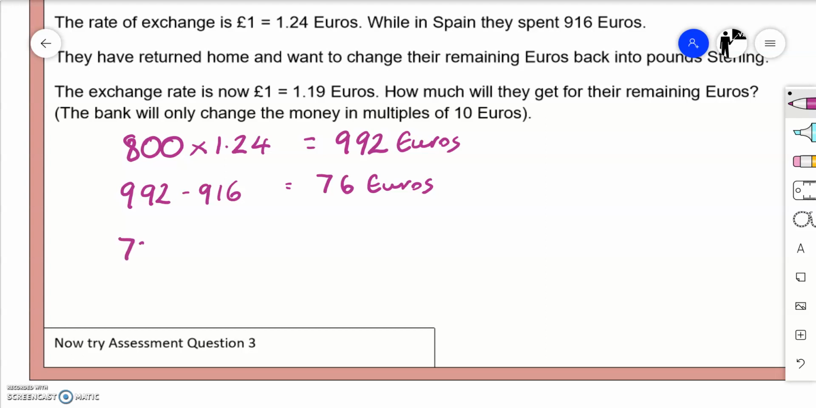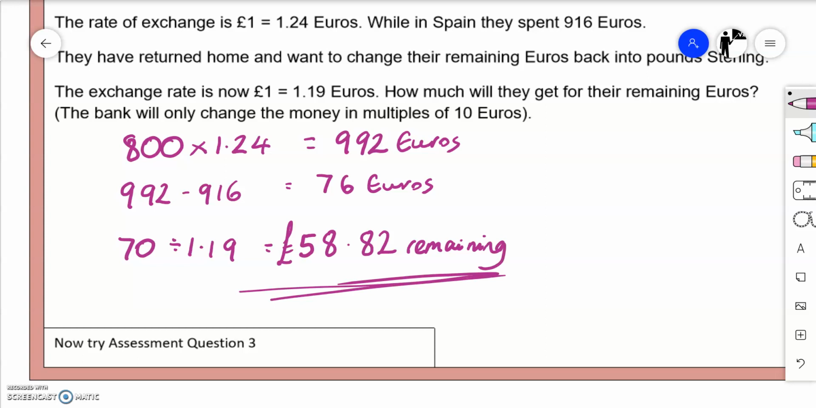So we're taking our 70 euros, and because we're changing back to pounds, we're going to divide by our exchange rate. So 70 divided by 1.19. That's going to give us £58. No, it's not, sorry. Yes, £58 and 82 pence. That is what they will have remaining after their beautiful sunny trip in lovely Greece.